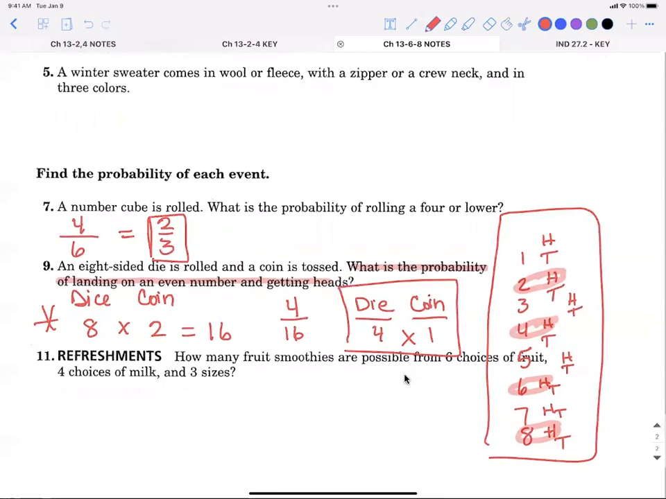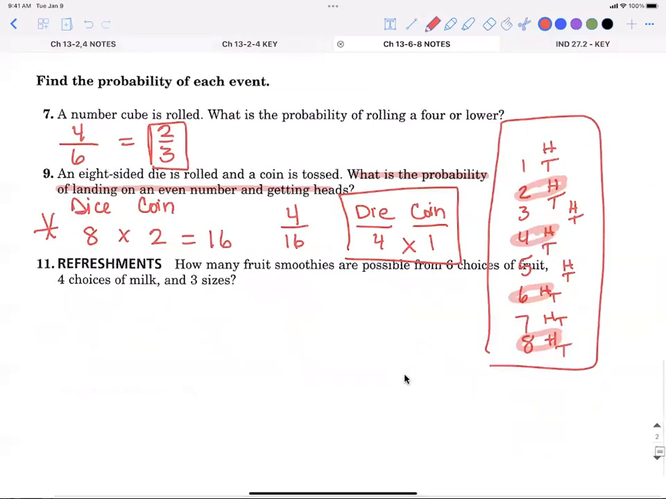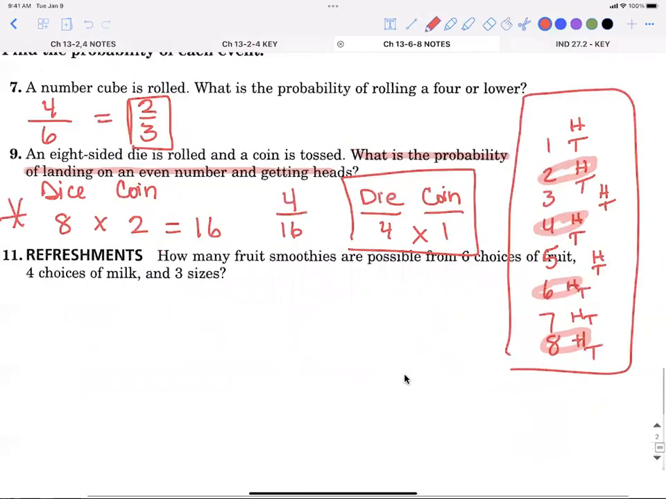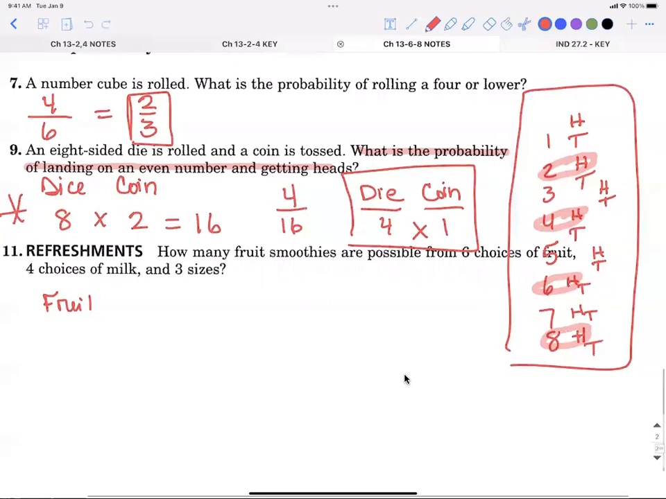Okay, let's look at how many fruit smoothies are possible. And we have 6 choices of fruit, 4 choices of milk, and 3 different sizes. Okay, this is very easy to do, and I'll show you how. Your choices of fruit, oops, I don't know why I put an E on the end of fruit, are 6. Our choices of milk are 4. Our choices of size are 3. Just multiply those.